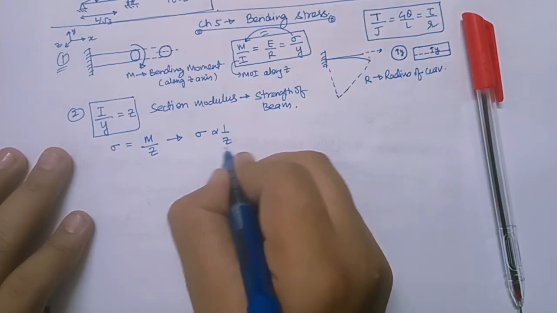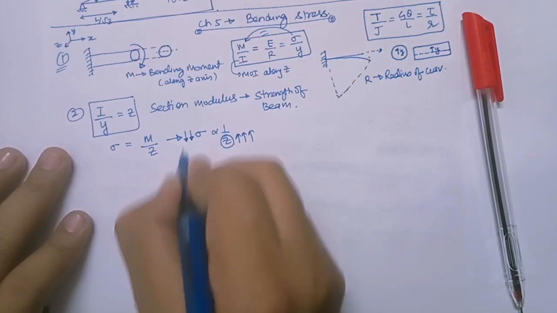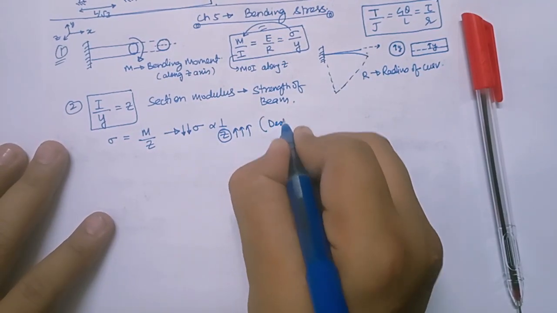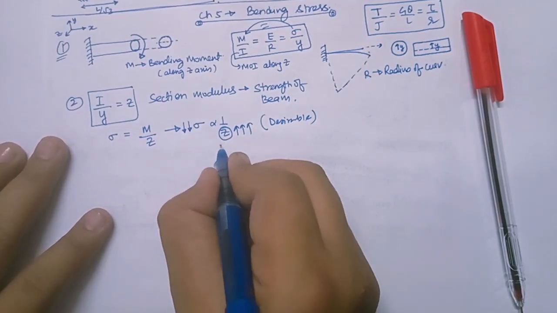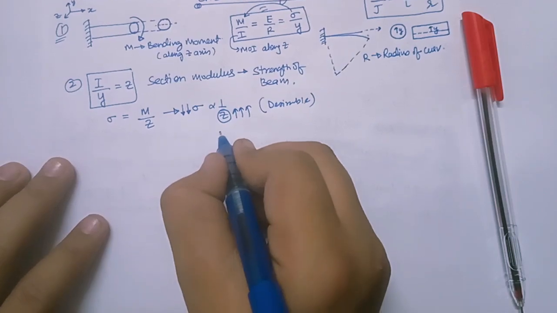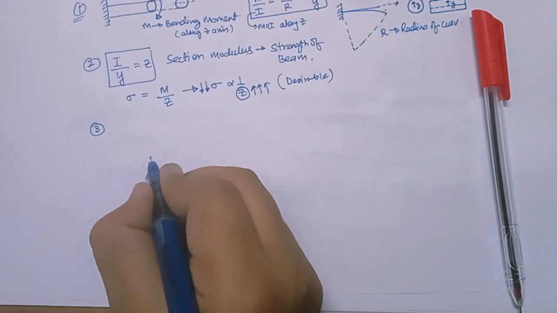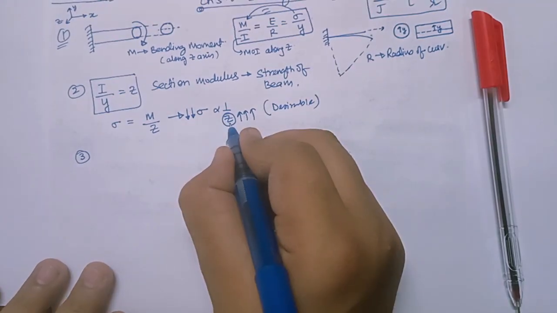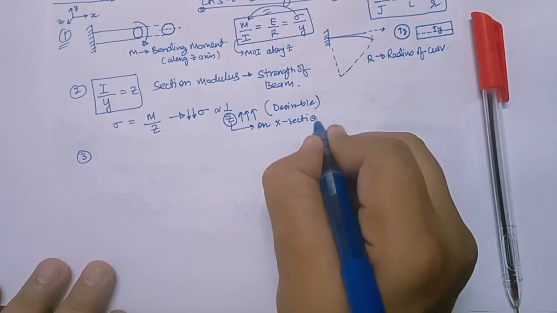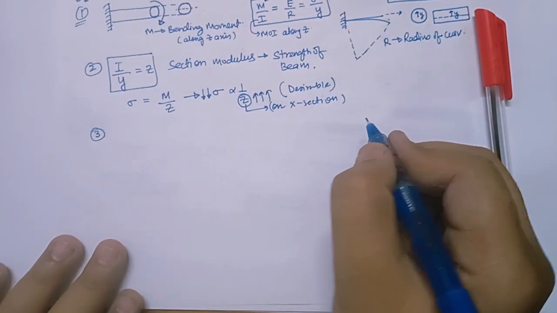That means if the section modulus Z is very high, then the stress produced will be low, and that is the benefit, that is desirable, right? I want minimum stress in the beam. Now third point, Z only depends on the cross section. It is not depending upon the force applied or any other quantity, right?